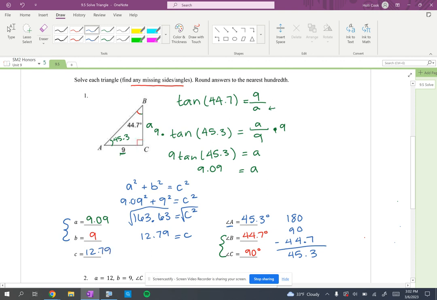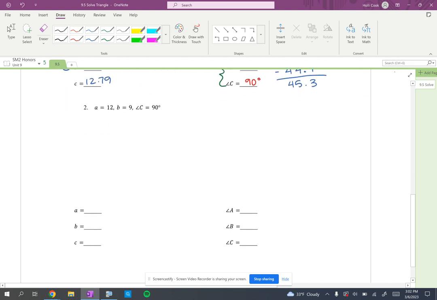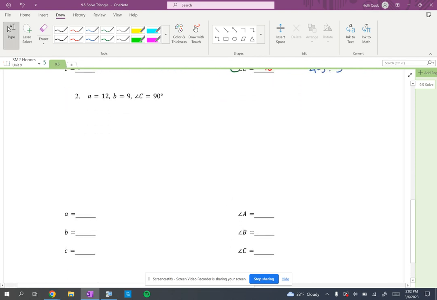Okay, and now we've got all of our sides and all of our angles. All right, let's look at number 2. So number 2 is the same. On this one, it doesn't give us the triangle. We're going to have to draw it. So let's draw a triangle. So our right angle, that's angle C, and then you can just pick angle A and B, doesn't matter.